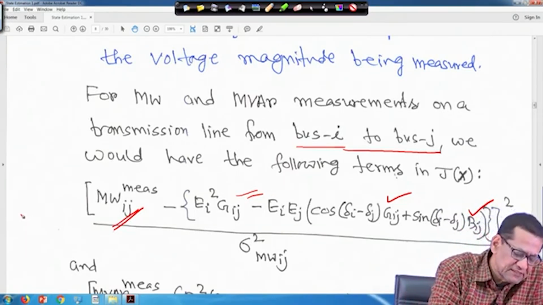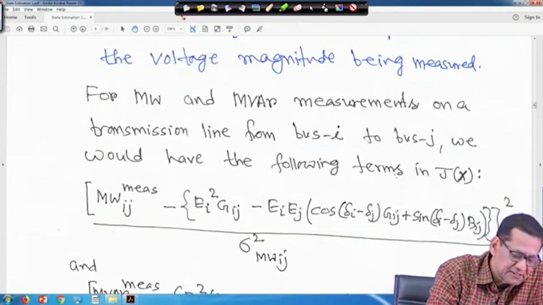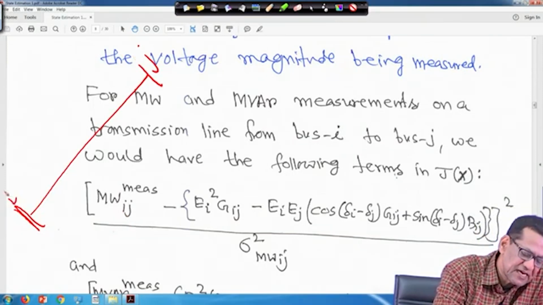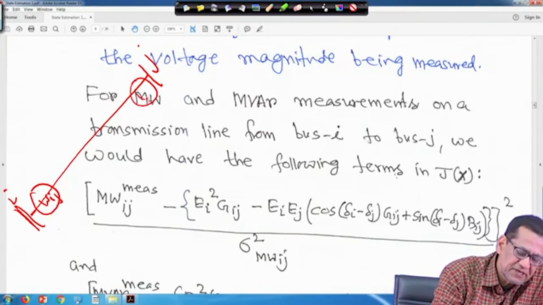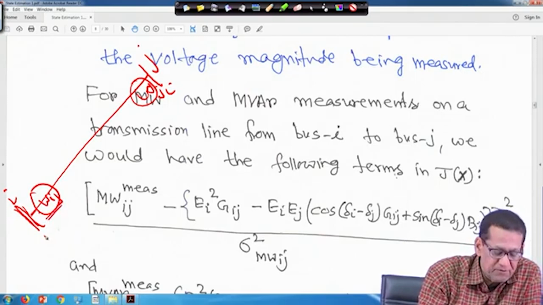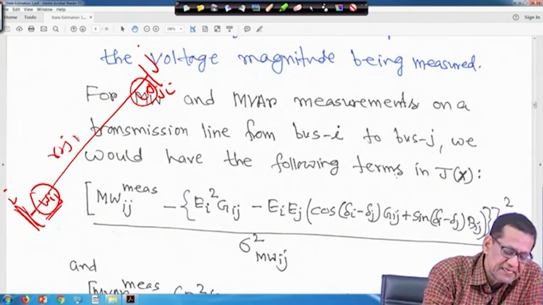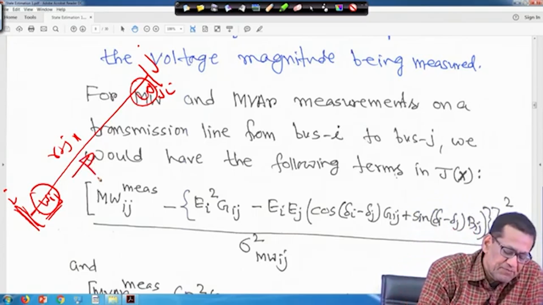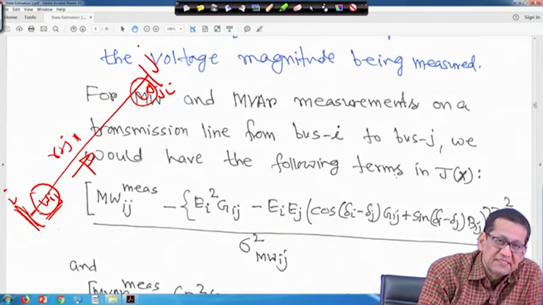One small thing: suppose this is my bus i, and this is my bus j. I have a meter here, called W_ij. If you put a meter here also, say W_ji, just near the bus to measure the power flow, the line has resistance R plus jX, and the direction of the power flow is like this. Then whatever power is flowing, you will measure in the line near this bus i.